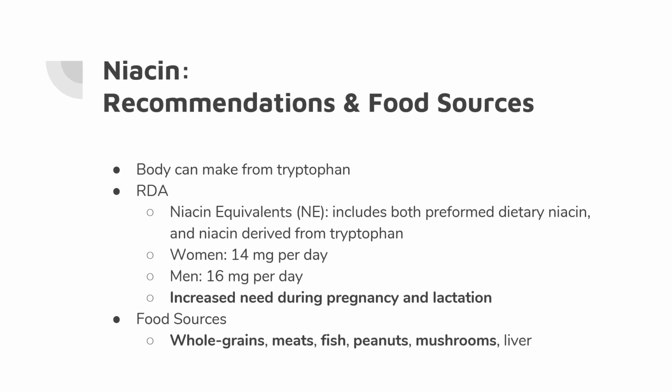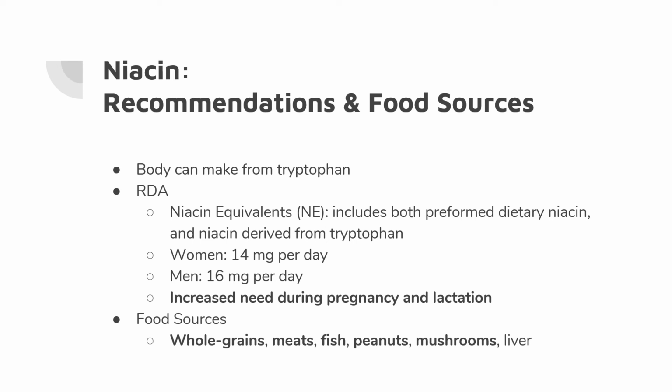Recommendations for niacin. So this is one of very few vitamins that we can actually manufacture in our bodies. We can make niacin from tryptophan if we have adequate tryptophan intake. So the RDA talks about niacin equivalents, which includes preformed dietary niacin as well as niacin that we derive from tryptophan. So for women, it's 14 milligrams of niacin equivalents per day, and for men, it's 16 milligrams of niacin equivalents per day. Again, increased need during pregnancy and lactation.